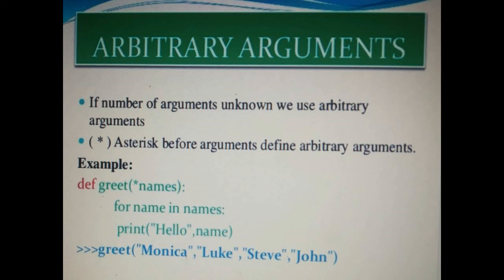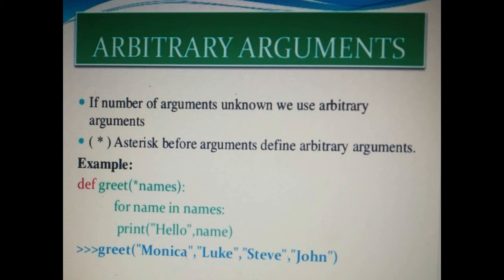Hope you understood. Now let us see what is an arbitrary argument. We all know arbitrary means random. That means randomly. If we are getting any number randomly, that means we are getting an arbitrary number. Python allows us to have an arbitrary number of arguments.